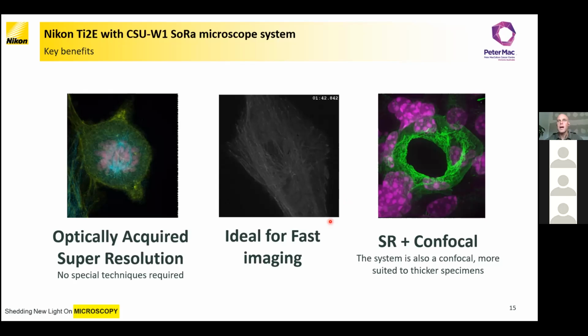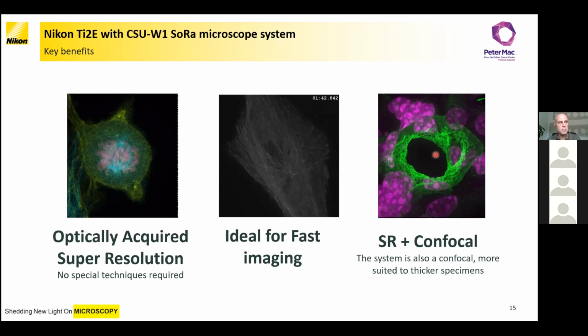Because there's no additional wizardry employed in creating the super resolution images, it makes it really, really fast. This was a little movie of, I think, neurons shooting across the screen. Because everything is happening optically and live, you actually see what is happening at super resolution live on your screen. So incredibly powerful.